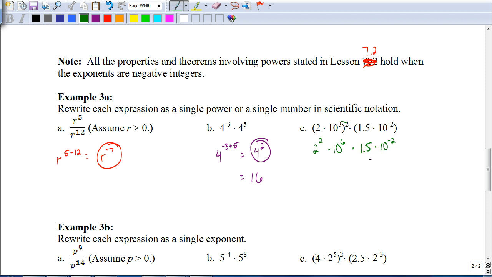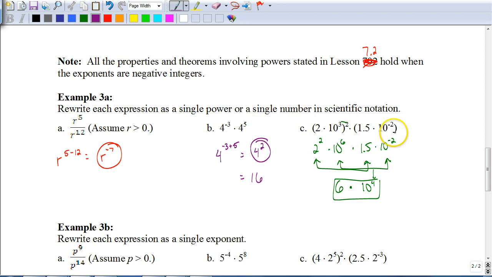So here's what I would do. I would take 2 squared is 4. I'd multiply those together, 4 times 1.5, because those don't have exponents, so we just multiply those normally. 4 times 1.5 is 6. Now the 10 to the 6th and the 10 to the negative second have the same bases, so we would add those exponents. 6 plus negative 2 is 4. My final answer would be 6 times 10 to the 4th.